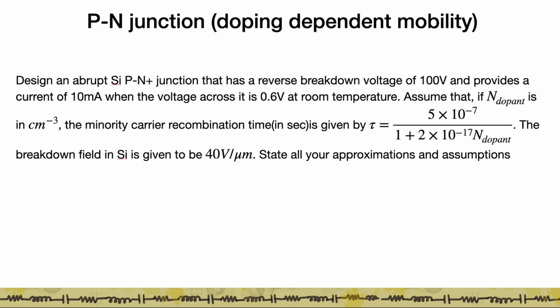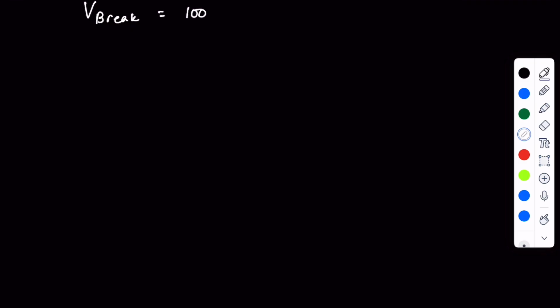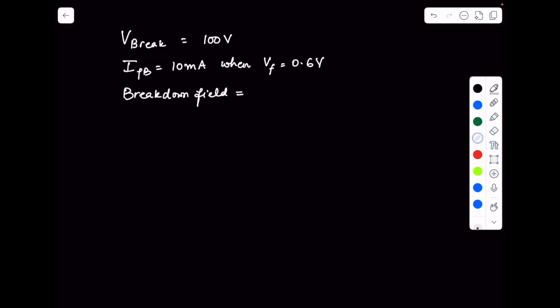Right, so we're given again the breakdown voltage. So the V breakdown has to be 100 volts, and we need to give a forward current of 10 milliamps when an applied forward voltage of 0.6 volts. Right. And the last thing we're given is that the breakdown field is 40 volts per micron.